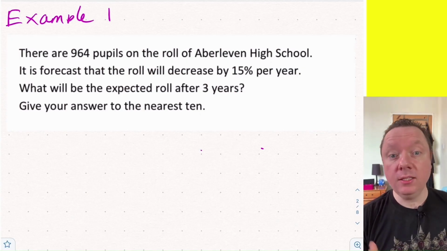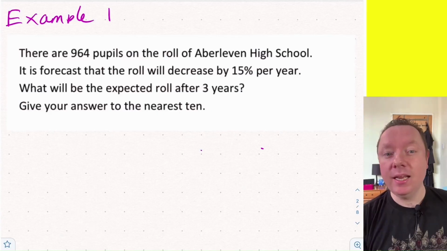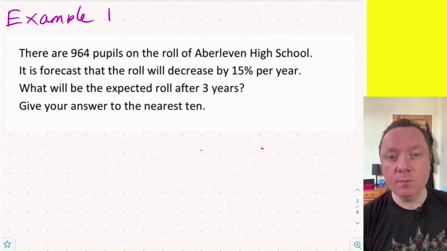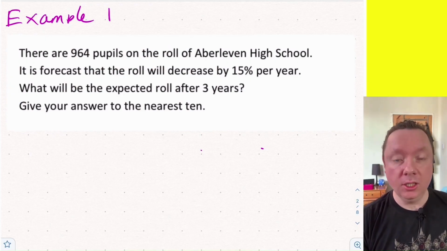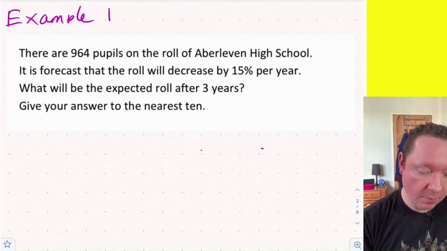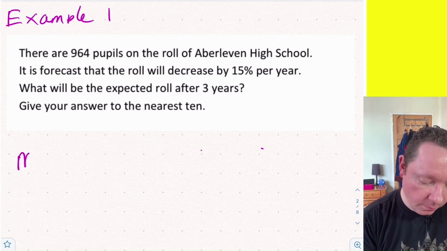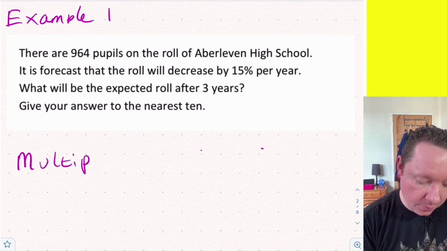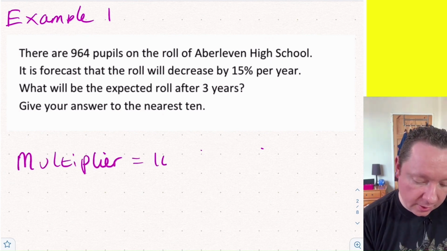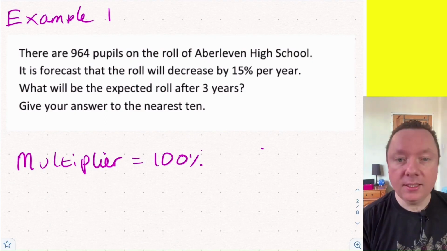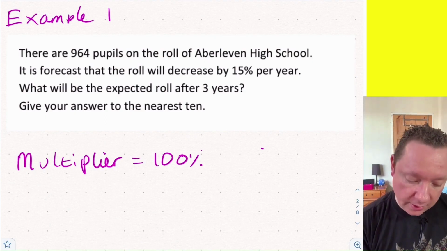With a question like this, if you notice a time and a percent, it is probably going to be this method, appreciation or depreciation. And the method's always the same. Start off by finding something called a multiplier. So a multiplier, very simply, is we start off with 100% and it's decreasing by 15%, so I take away 15%.